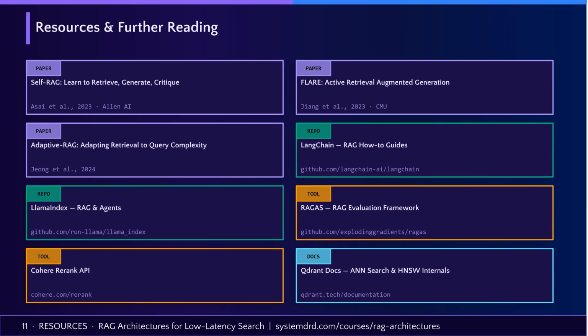To continue your learning, here are some curated resources. Start with the practical guides from LangChain and Llama Index. Use RAGAS for robust evaluation before tuning. Explore foundational papers like Self-RAG and Flare for adaptive strategies. Finally, investigate tools like Cohere re-rank and dive into the documentation for vector databases to understand their internals.